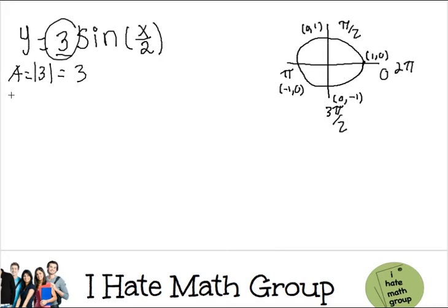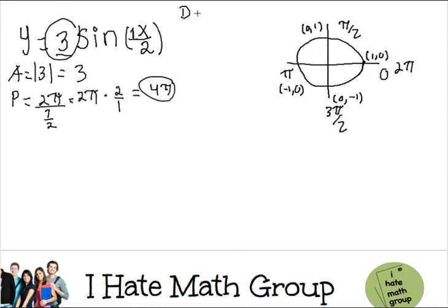Now the period is just going to be 2 pi divided by, well, look at this, pi x over 2 is the same as 1 over 2. So this is the same as 1 over 2, or you can also say that this is 2 pi times 2 over 1, which is equal to 4 pi. So this is our period, and this is our amplitude.